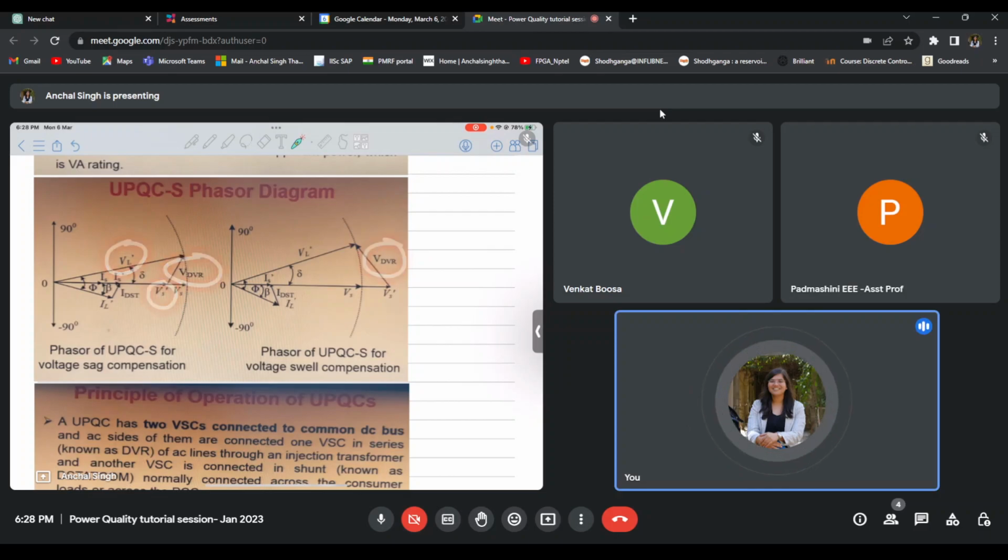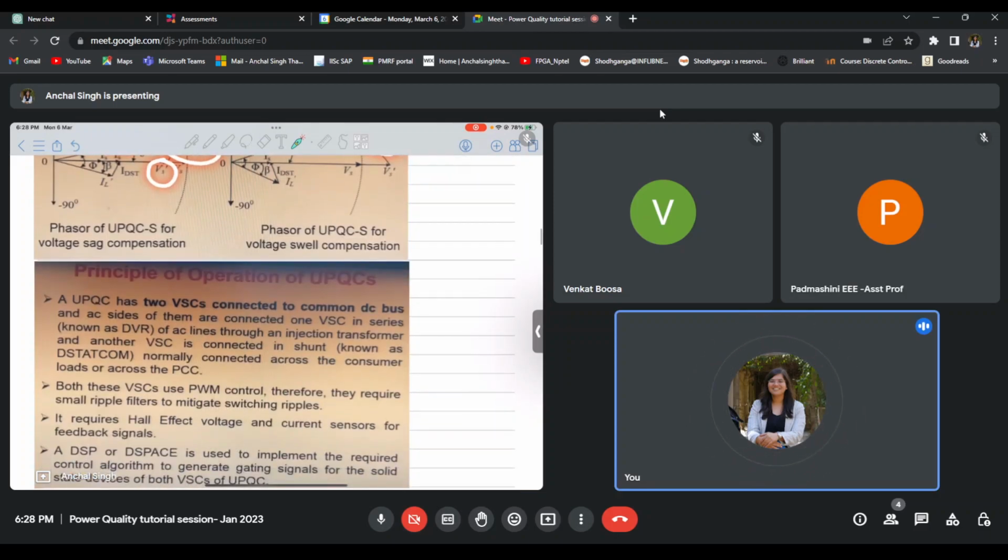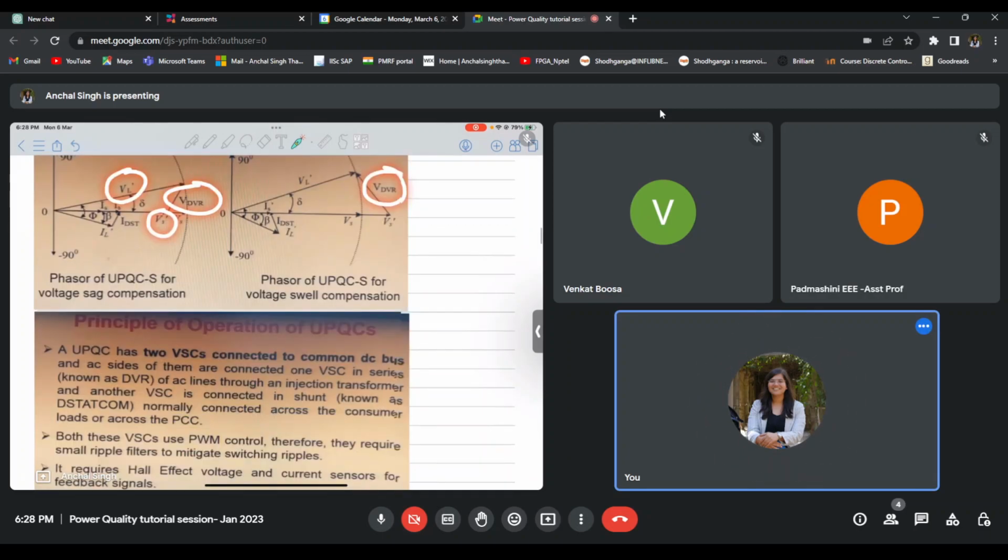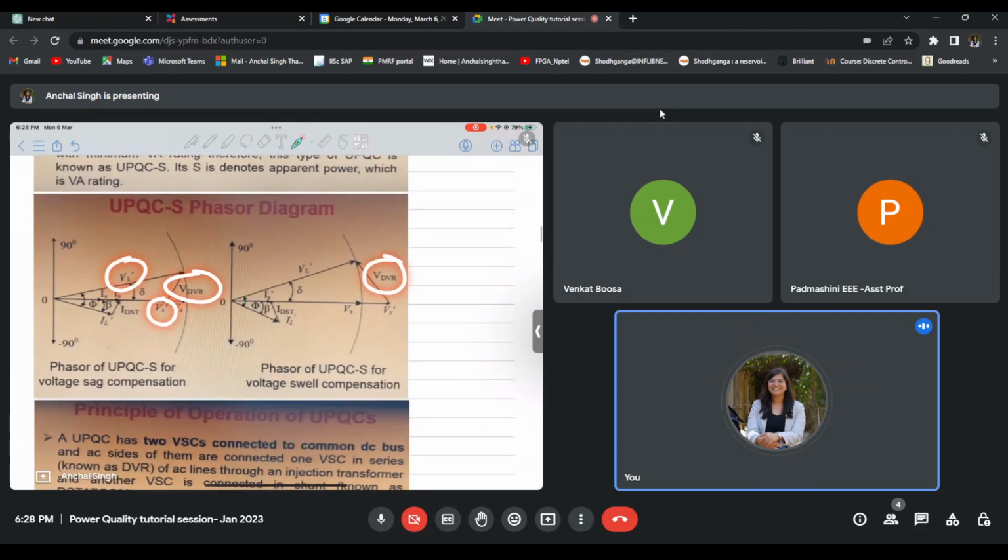So this is the device that can cover a huge range of operation, UPQC-S. Whenever you have a load that is very generic in nature and you don't know what kind of behavior it is going to have, then you can just pick UPQC-S.